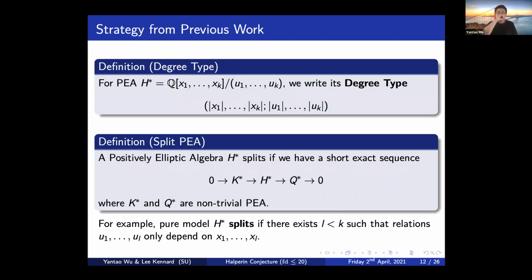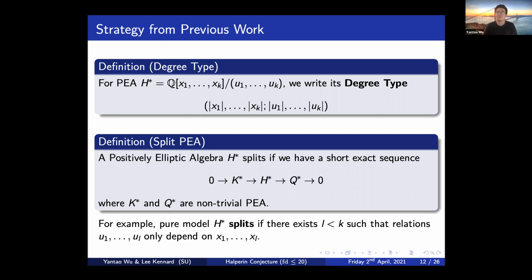Our strategy from the previous work is to talk about the degree sequence and splitting. The degree type is the degree of the generators together with the degree of the relations. It is important because, as I have just described, we can freely permit a change of basis or switch a variable with a relation if they have the same degree. Even if we can do many changes, the degree type is fixed. So the degree type for a positive elliptic algebra is already fixed, whatever change of basis we do.